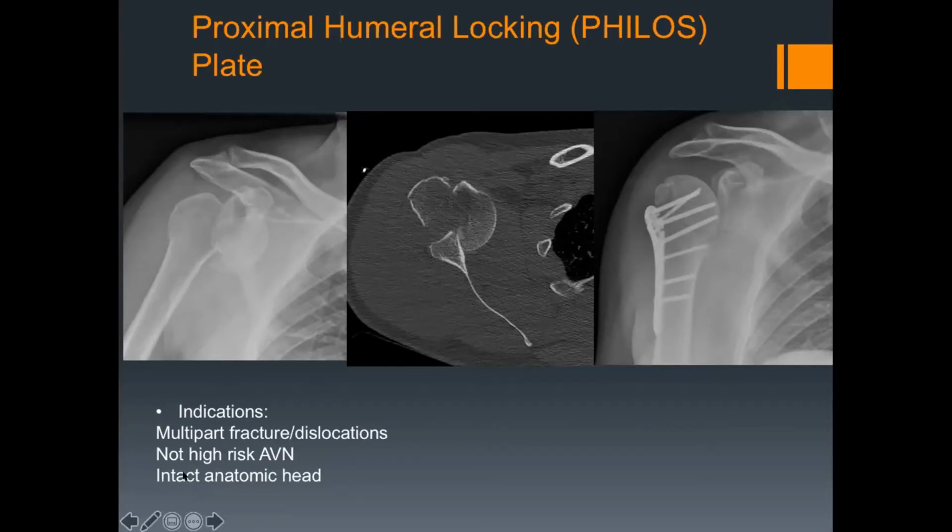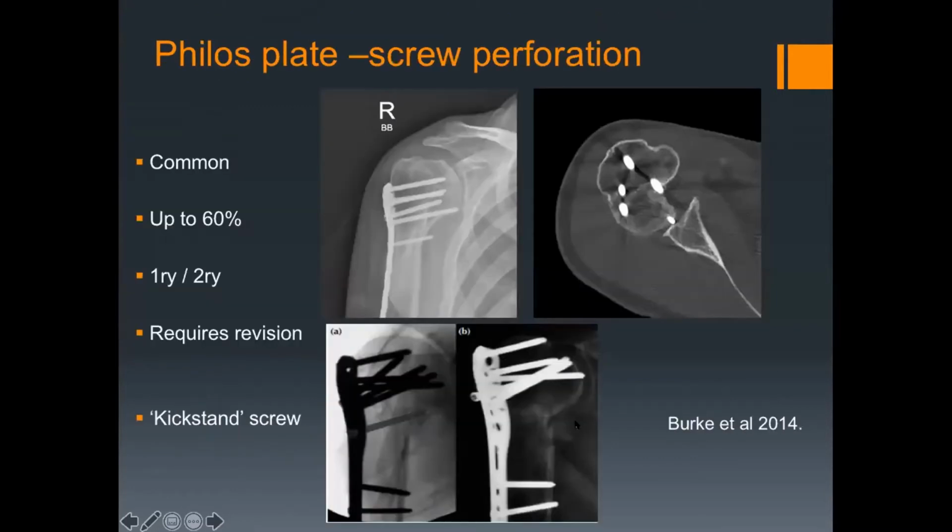So this is an example here where you've got a comminuted 3-part anterior fracture dislocation. You can see widely separated but intact humeral head fragment impacted on the anterior glenoid rim. And you can see a nice fixation here with a Philos plate. So you can see anatomic reduction of the fracture fragments. And although this X-ray was taken shortly after fixation, you would imagine that this would go on to successful union and osteosynthesis. So some of the things that can go wrong with Philos plates.